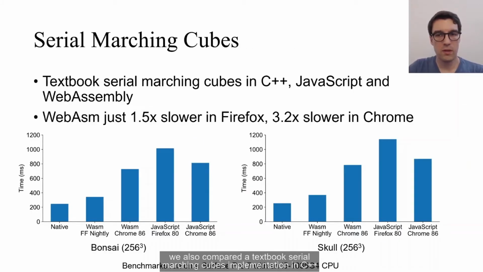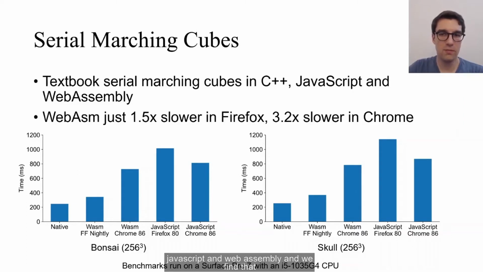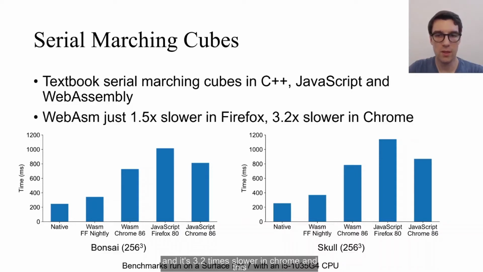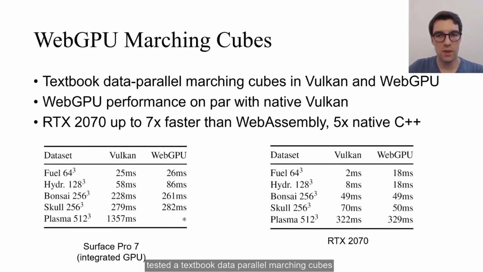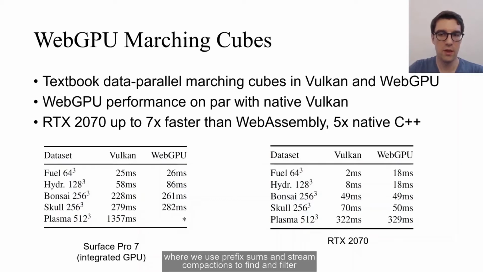We also compared a textbook serial marching cubes implementation in C++, JavaScript, and WebAssembly. We find that in Firefox, our WebAssembly version is actually just 1.5 times slower, and it's 3.2 times slower in Chrome. This benchmark is run on a sampling of 100 random ISO values over a range representing common visualizations. We also tested a textbook data parallel marching cubes, where we use prefix sums and stream compactions to find and filter the active voxels and output the vertices.